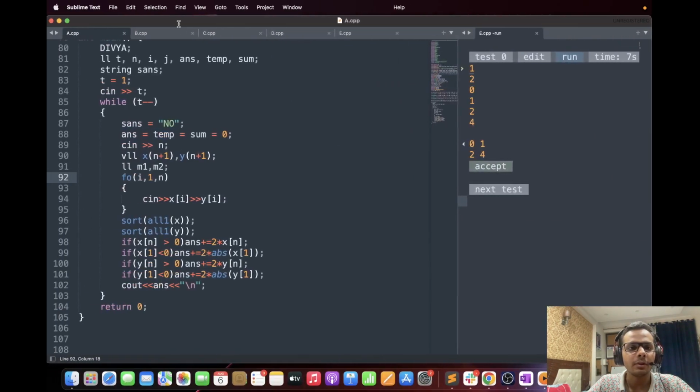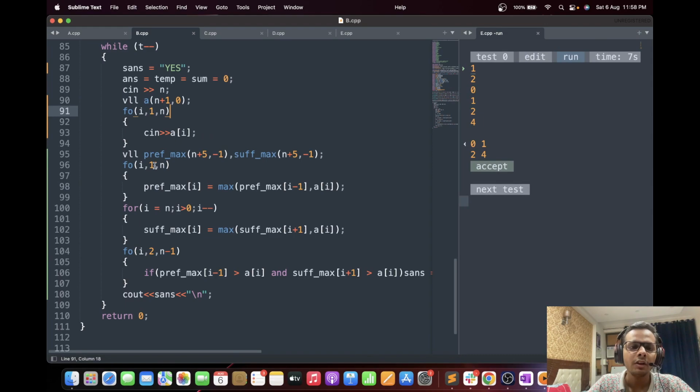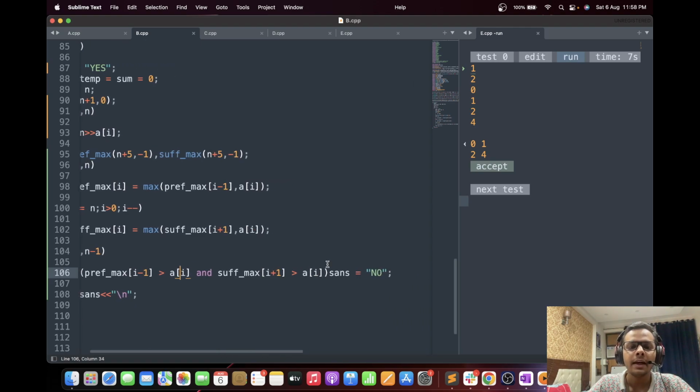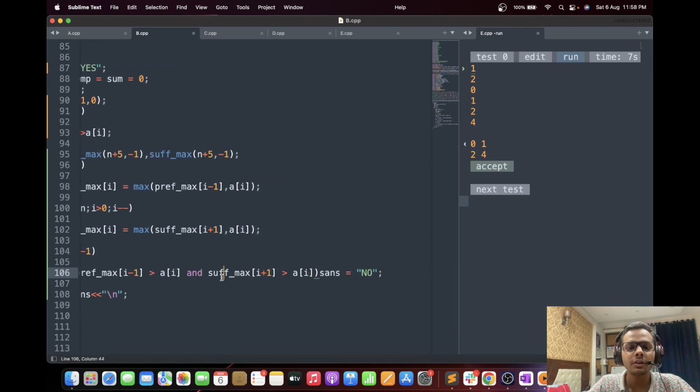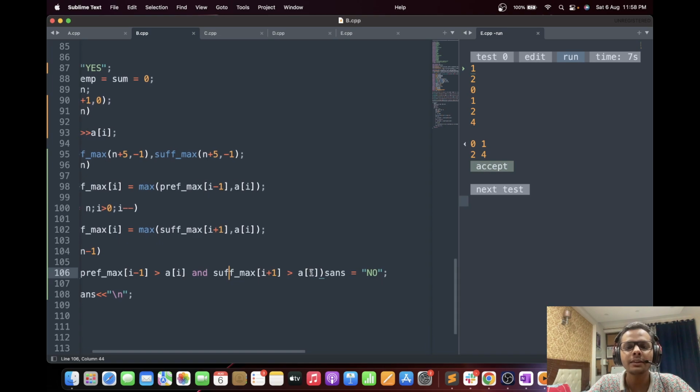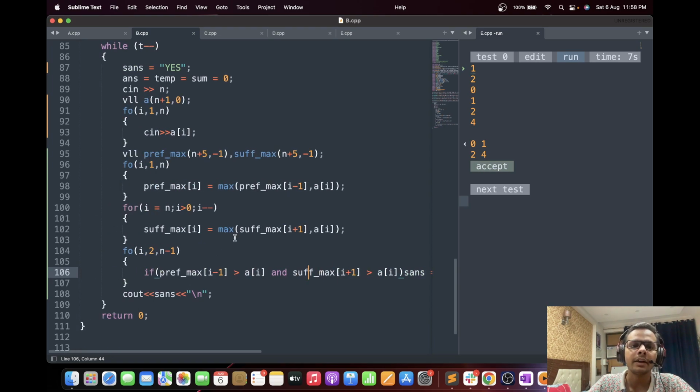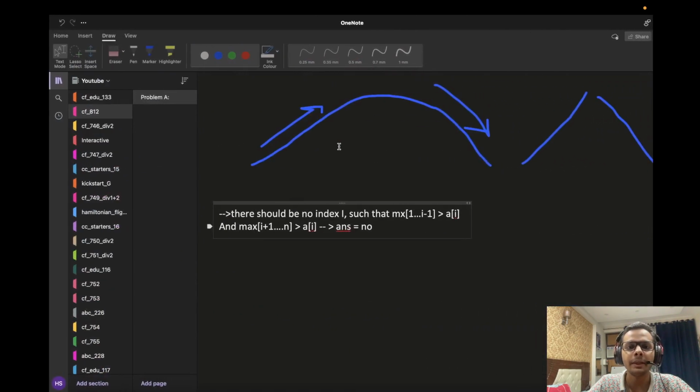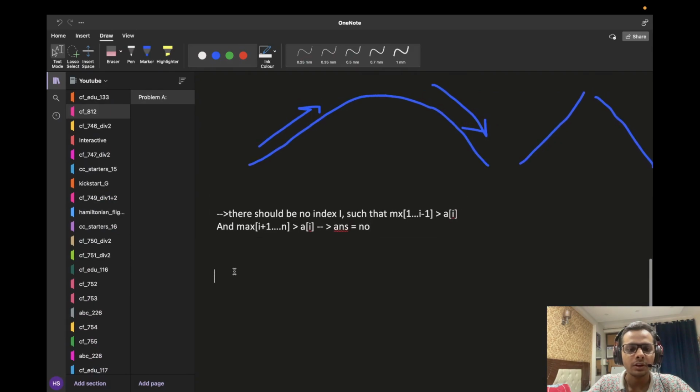Let's just quickly have a look at the code. The code is pretty simple. We first pre-compute the prefix maximums, and then we pre-compute the suffix maximums, and then we go from 2 to n minus 1, and we just check if the prefix maximum at I minus 1 is greater than ai, and the suffix maximum at I plus 1 is greater than ai. If that's the case, then the answer would be no, and if not, then the answer will be yes. So this completes the solution to problem B. Let's now move to the third problem, problem C.